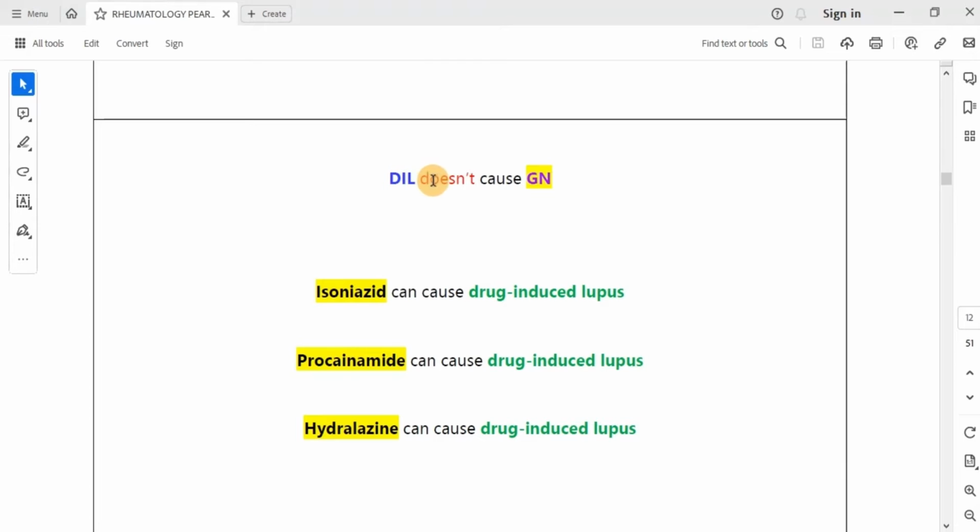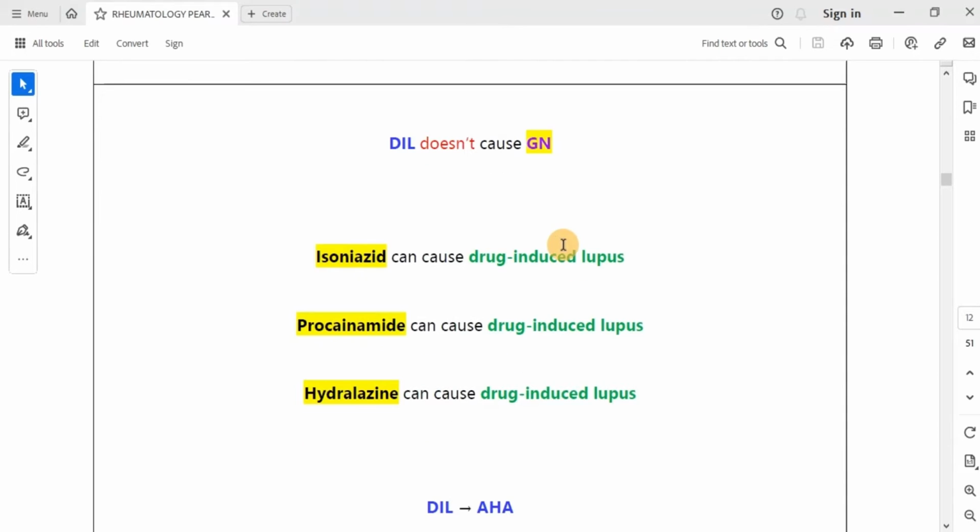The drug-induced lupus doesn't cause glomerulonephritis. Always remember there should be no 2N in case of drug-induced lupus. No neuro involvement and no nephro involvement. If there is neuro or nephro involvement, then drug-induced lupus is excluded.